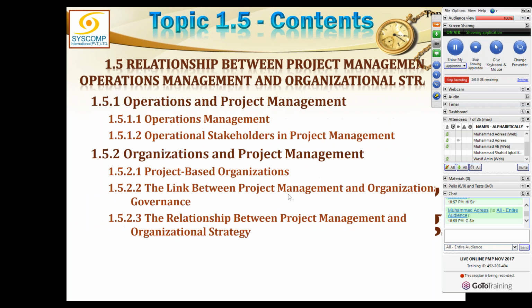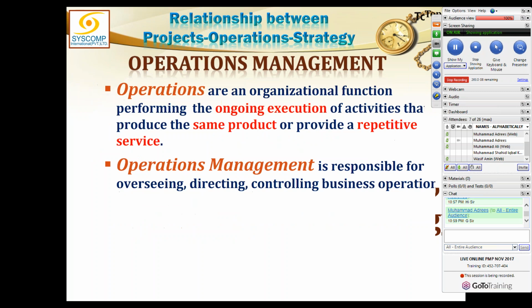Anyways, I'll move on. In this chapter, we are definitely talking about what operational management is. Then we have certain operational stakeholders, and those stakeholders will somehow be affecting the projects, and therefore we must consider them in project management also. Then organizations in project management, we will talk about project-based organizations. Then the link between project management and organizational governance. This is an important topic, organizational governance. And lastly, the relationship between project management and organizational strategy. Again, a very important topic.